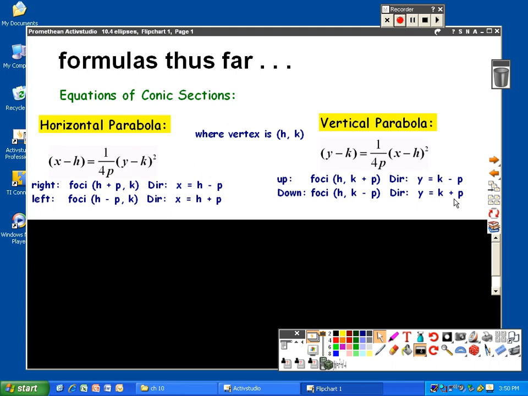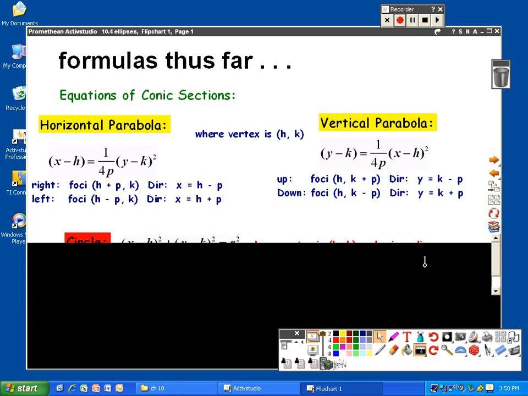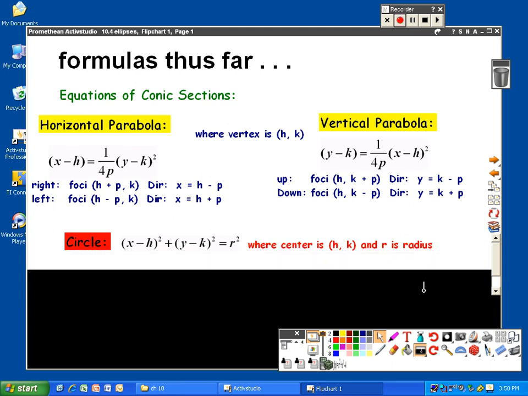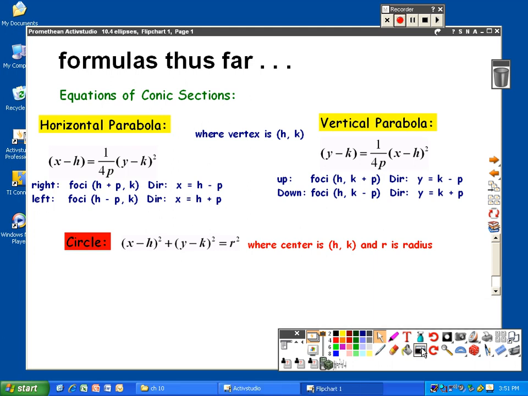Yesterday you studied the circle. The equation of a circle is x minus h squared plus y minus k squared equals the radius squared. (h, k) is the center, and r is the radius. You should have those on your graphic organizer for conics. Today we're going to add to the equations with the ellipses.